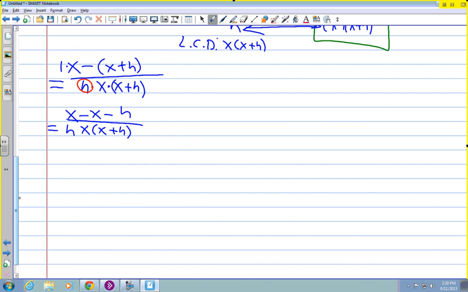What can I cancel? X's. Yeah, I can cancel 2 x's. And we're left with negative h over h times x plus h. And now we can cross out the h's. Then it still leaves negative 1 on top. Yeah, so we're just left with the 1 on top. Still a negative somewhere, so negative 1 over x times x plus h. And that's the answer.